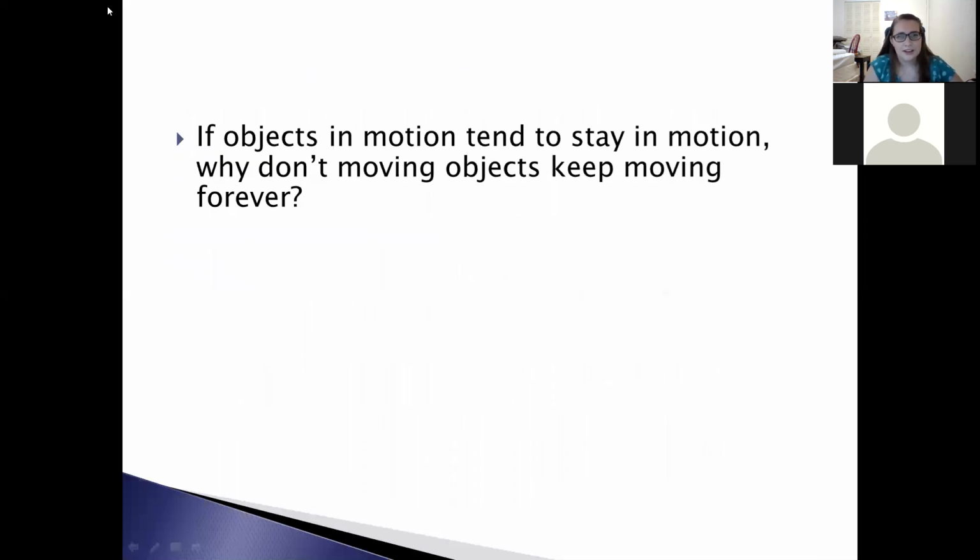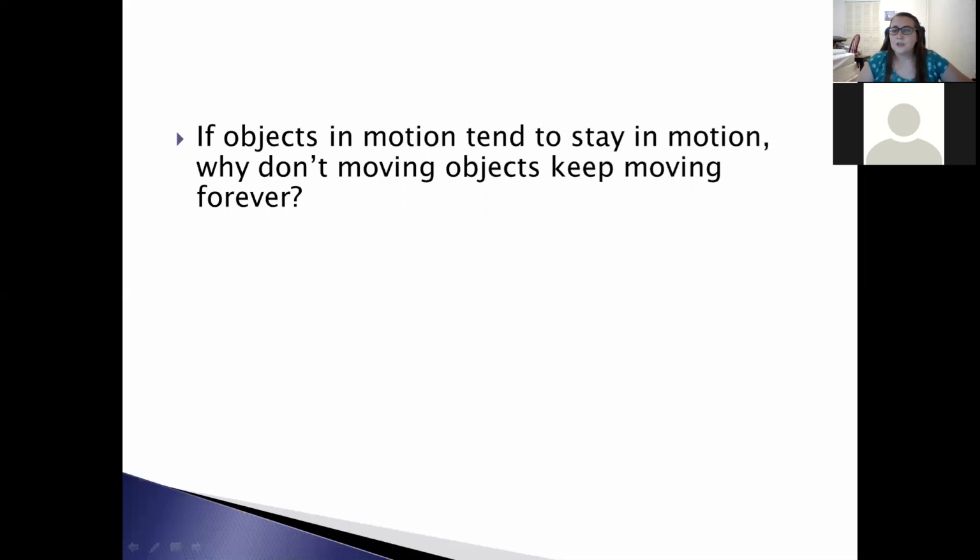So, question then, if objects in motion tend to stay in motion, why don't moving objects keep moving forever? What do you guys think? Type your answer in the chat. If objects in motion tend to stay in motion, why don't moving objects keep moving forever? Resistant forces, air resistance and gravity, external forces like air resistance.